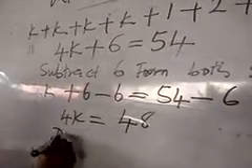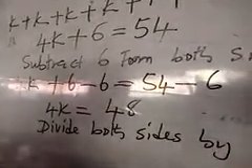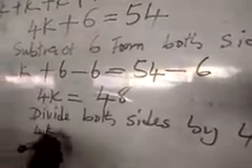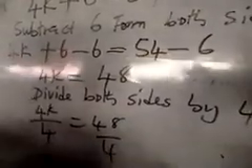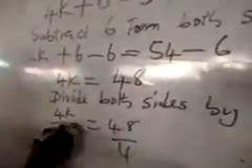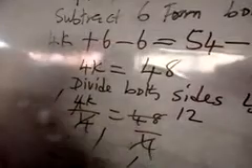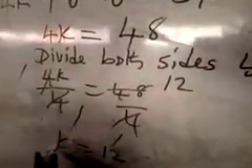So now divide both sides by what? 4. That is the coefficient of K. To eliminate this 4, you have 4K over 4 is equal to 48 over 4. 4 will divide itself, 1, and 4 divides 48, this will give you 12. So you have your K is equal to 12.